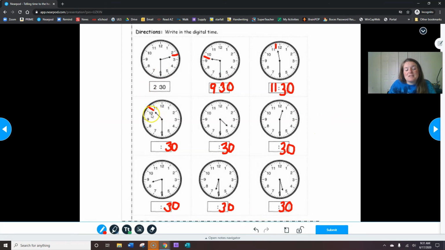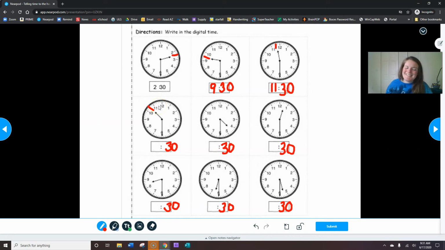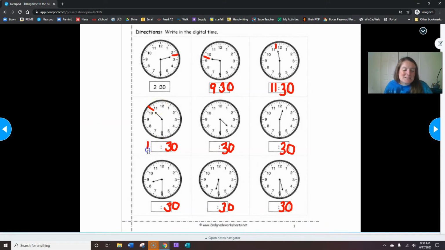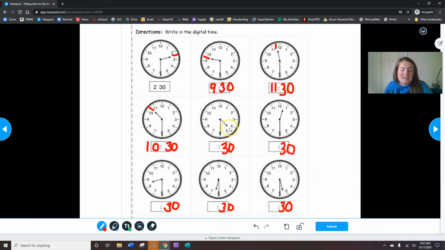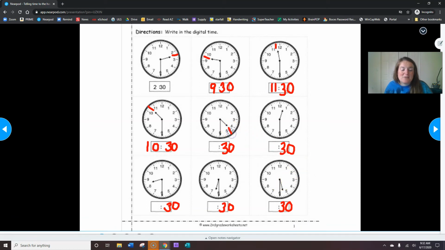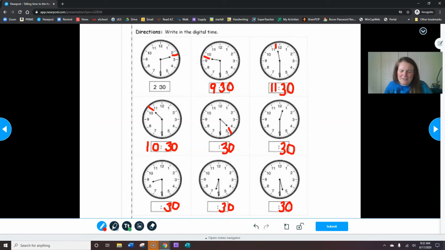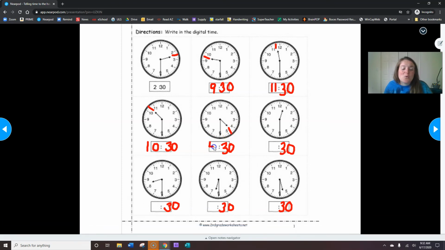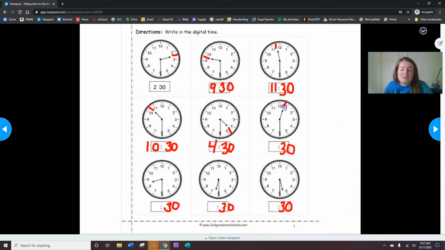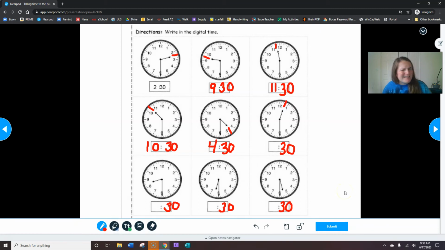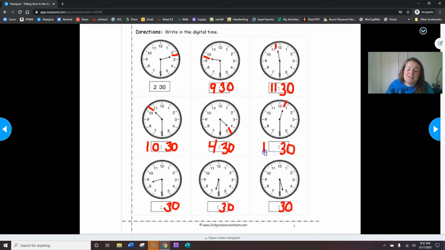And the next one is between 10 and 11. It didn't get to 11 yet. So it's 10:30. All right. My little hand is in between the 4 and the 5. It didn't get to 5 yet, so it's still 4:30 on this clock. Okay. Between the 12 and the 1. Did it get to 1 yet? No, so it's 12:30. That is a pretty bad 2.